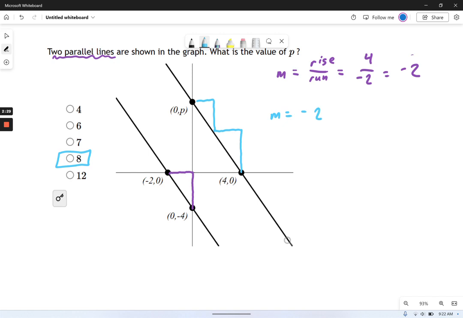And it goes up by how many units? We don't know. It goes up by p units. That's how far it goes up in the y direction. And it goes left by -4. So we have this equation, -2 equals p over -4. Well, if you multiply each side times -4, right, we're going to get this. We're going to get 8 equals p. Okay, and that'll give you the y location of p.